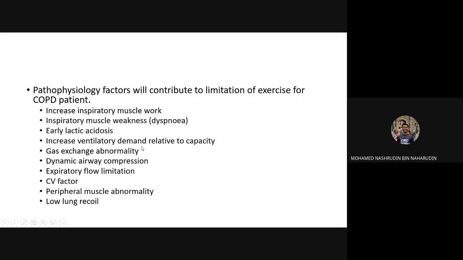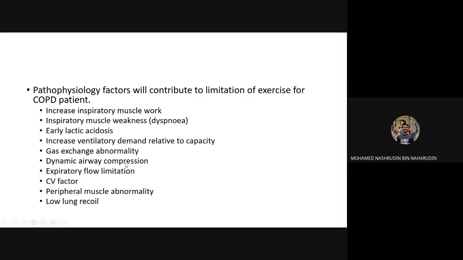Because if you remember, the percentage of muscle fiber type 1 is increased among COPD patients, and as you know, type 1 demands more oxygen. But the demand is high and the supply is less. So it ends up with the person increasing the ventilatory demand. And then gas exchange abnormality.